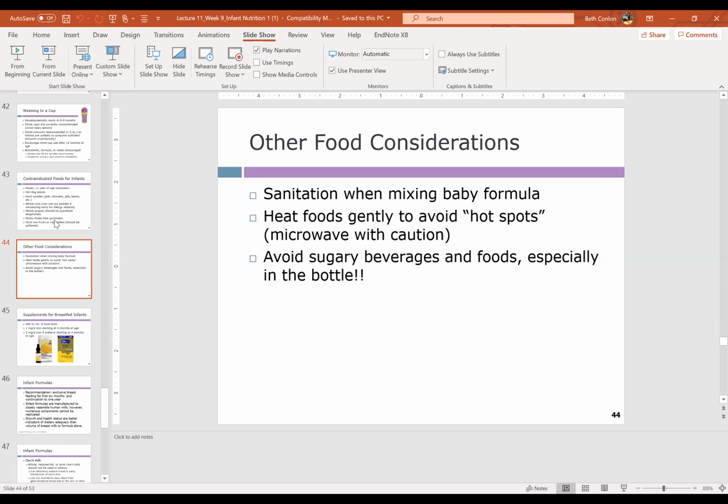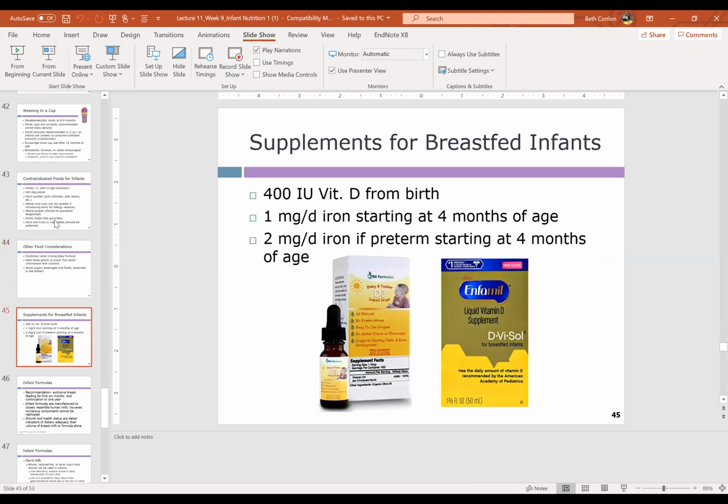Other food considerations is sanitation, especially if using baby formula. We want to be really careful not to contaminate the baby formula and use sanitary measures. When starting solids, if you're giving foods that need to be heated or reheated, you want to avoid foods that are too hot, because babies aren't good at communicating that this is too hot. Also avoiding sugary beverages and foods, and especially giving anything other than milk or formula, breast milk or formula in a bottle is a big no-no. The only exception would be water, but it's encouraged to give water in a straw cup, which we'll talk about later.